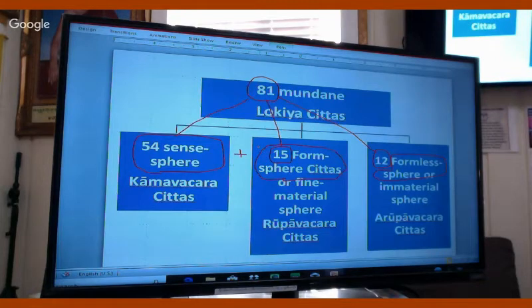Akasanancayatana and so on, the 4 jhanas. According to the 4 Arupa jhanas, they have 4 different levels, 4 different planes. The Form Sphere is for Rupa jhanas. Today we learn the Rupa jhana. That's why Rupavachara Chitta. That makes sense.